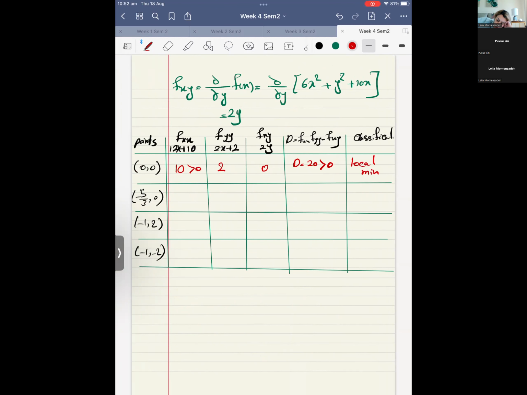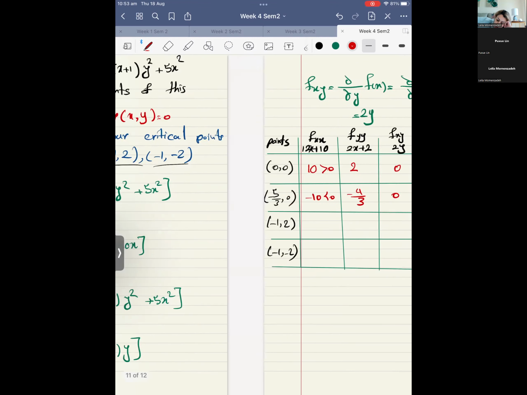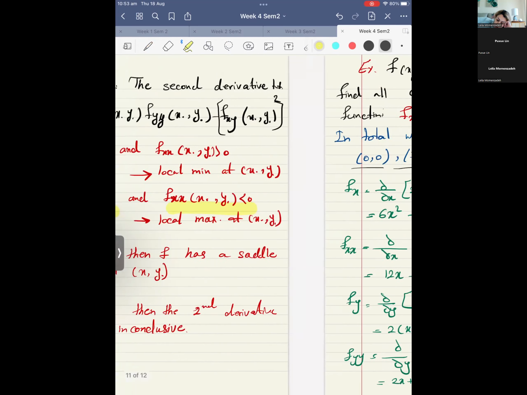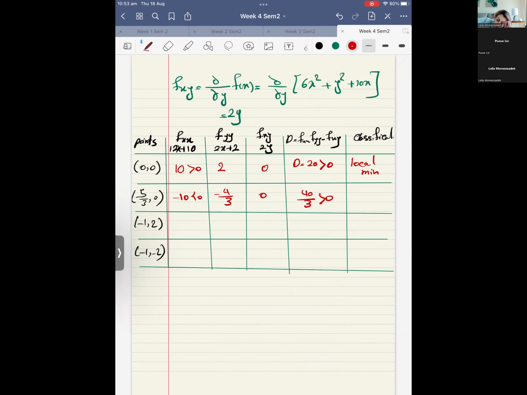Now for here, if I put minus 5/3, f_xx would be minus 10, less than 0. Here f_yy is minus 4/3. Here f_xy is 0, and D is 40/3, more than 0. Look at here, f_xx less than 0, D more than 0. Local maximum.